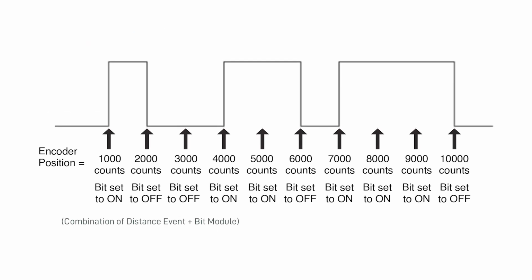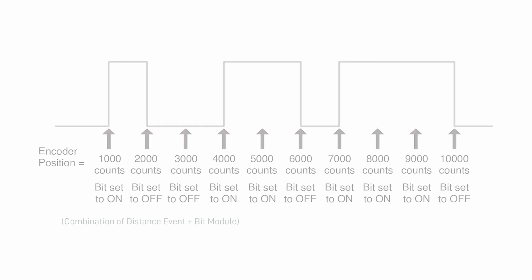We have the distance event module set up to create an event every 1000 encoder counts, and then we set up different bit values to follow the sequence on, off, off, on, off, on, off. At each of these distance events, we set the physical drive output to the next value that we previously configured in our sequence. So at 1000 encoder counts, we turn the output on. At 2000, we configured it to turn off. Then at 3000, we left it in the off state. And then at 4000 counts again, we turned it back on.